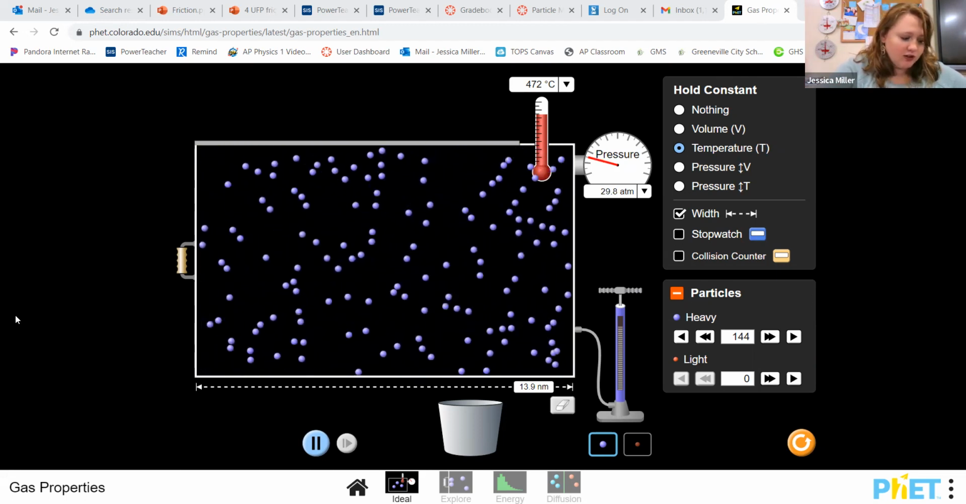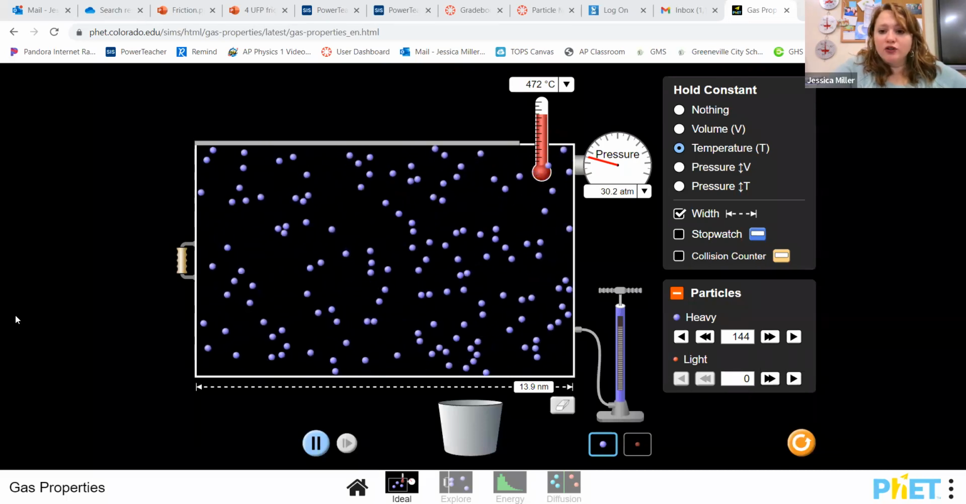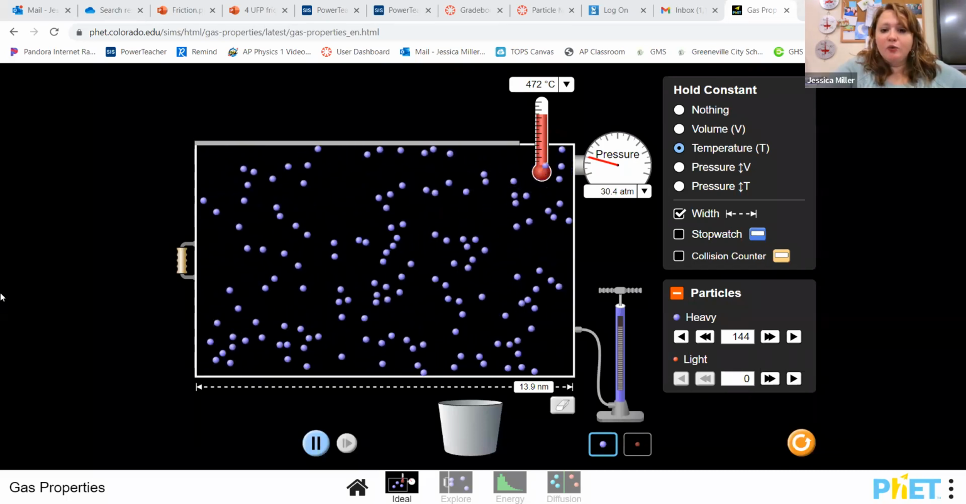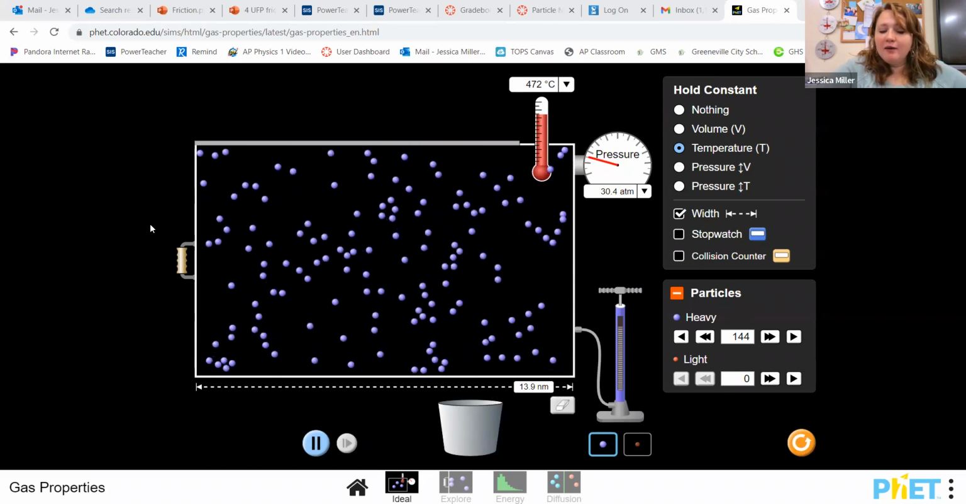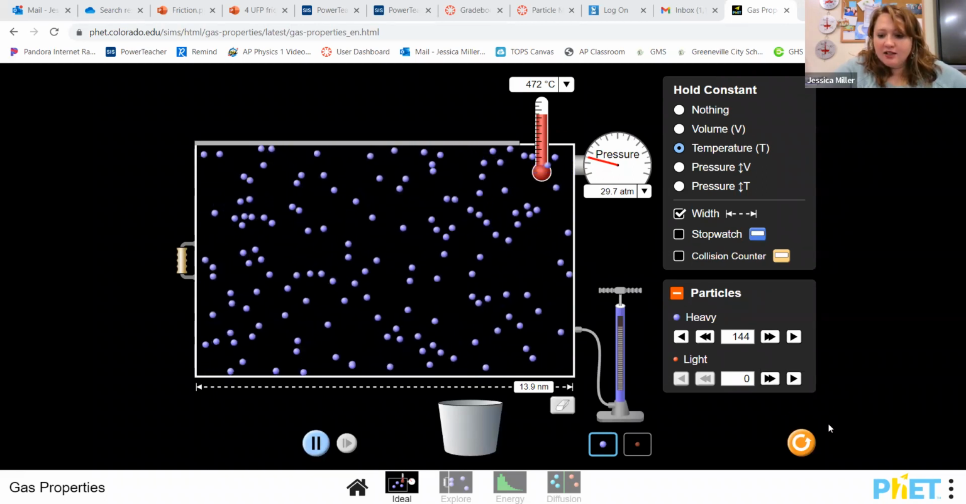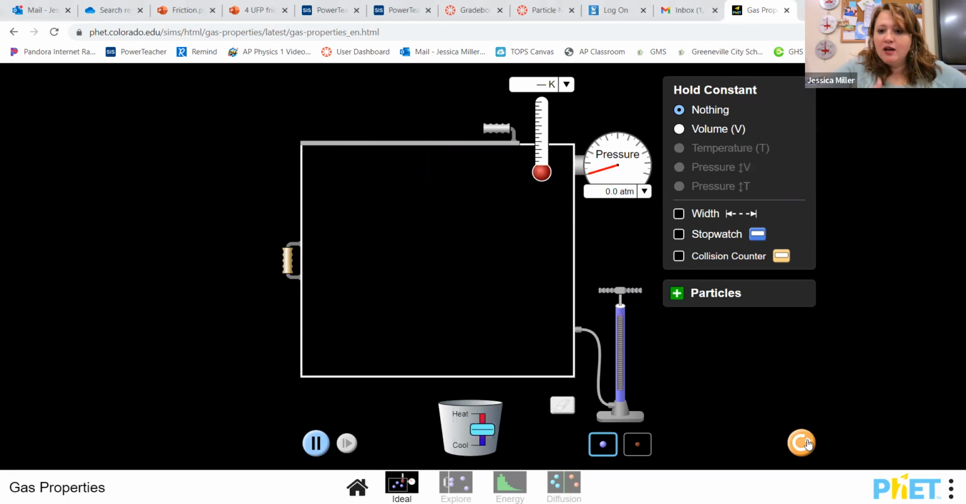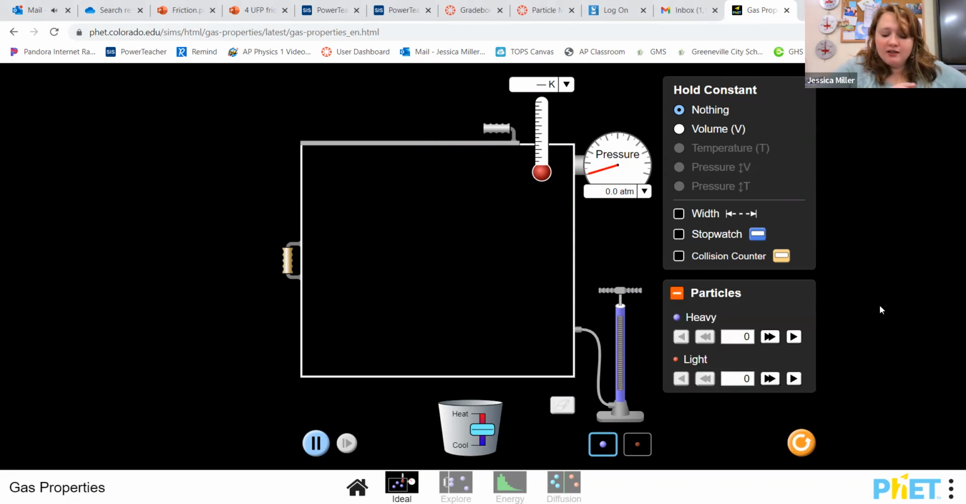The first one we're going to look at is pressure versus volume. Now, when you are doing a lab, you need to keep everything constant. So I'm going to reset this to the way you'll see it when you get started. If we are looking at the relationship between pressure and volume, then we need to leave temperature and the number of particles constant. So the variables here are pressure, temperature, volume, and number of particles.